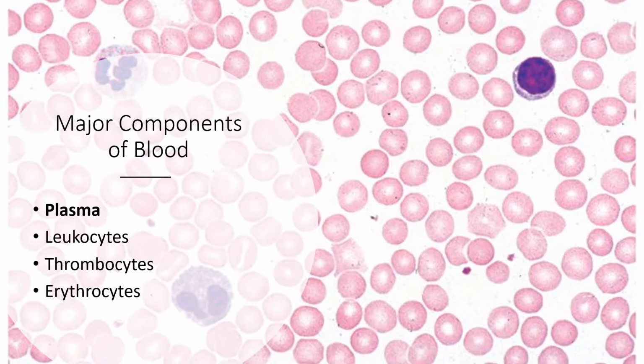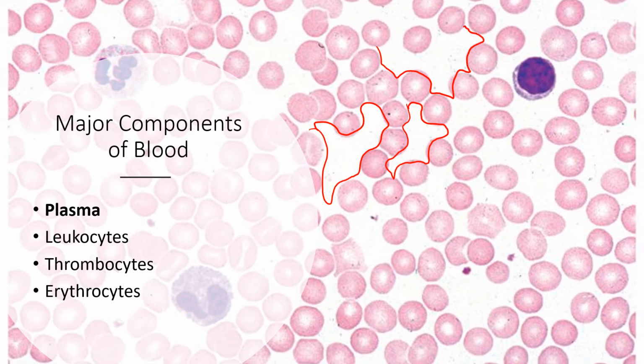Plasma, as I mentioned, is the liquid portion of the blood. It makes up about 55% of your total blood volume. When you see a blood smear, like you can see here in the background, all this empty white space is filled with the liquidy portion of blood. It's mostly water, but it's also got other stuff like some sugars and proteins and other specks and cells floating around in it too.